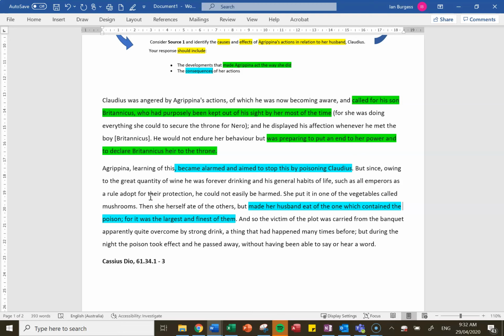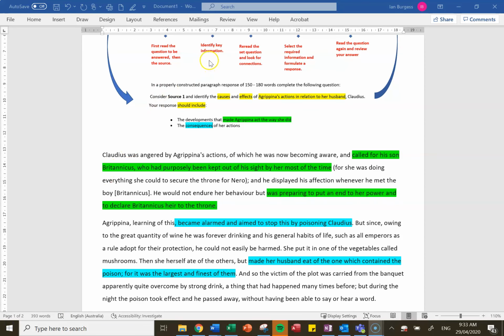And so the victim of the plot was carried from the banquet, apparently quite overcome by strong drink, a thing that had happened many times before. But during the night, the poison took effect and he passed away without having been able to say or hear a word. So, party continues. Claudius keeps drinking. He's carried out because he's blind drunk, which, according to Cassius Dio, isn't unusual, and he passes away. So, Agrippina has been successful in her plot.